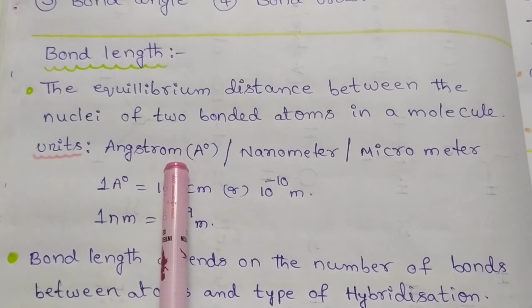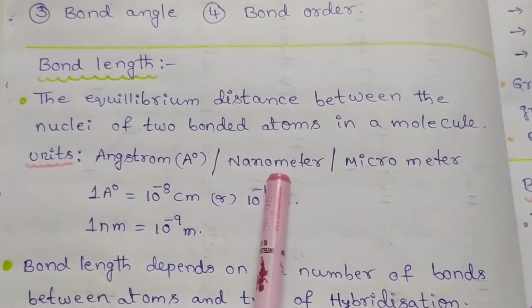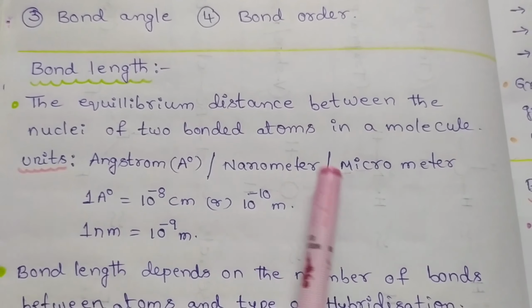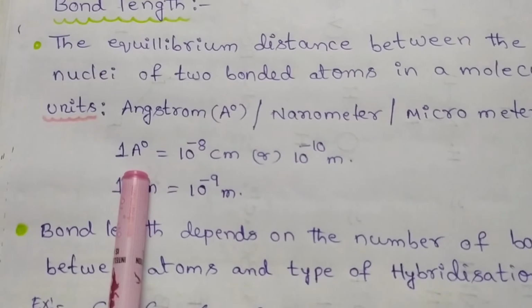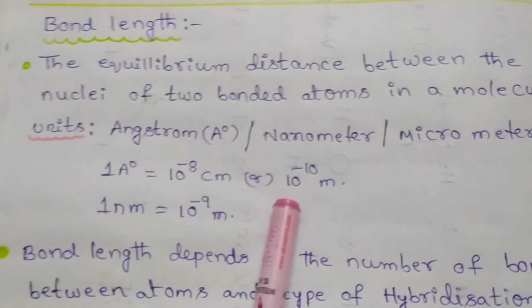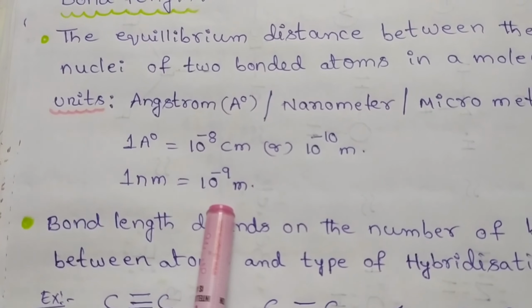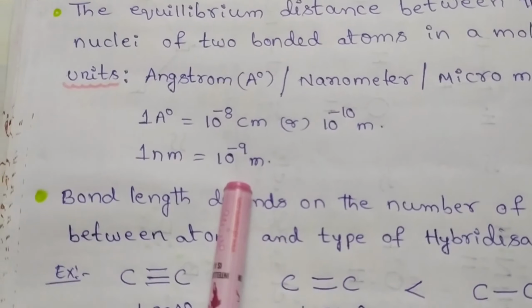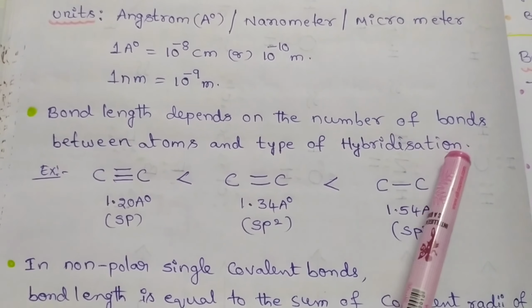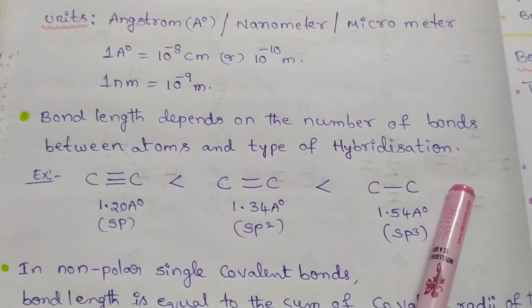The units of bond length are angstrom units, or it can also be measured in nanometers or in micrometers. 1 angstrom unit is equal to 10 power minus 8 centimeters or 10 power minus 10 meters. 1 nanometer is equal to 10 power minus 9 meters. The bond length depends on the number of bonds between the atoms and types of hybridization.